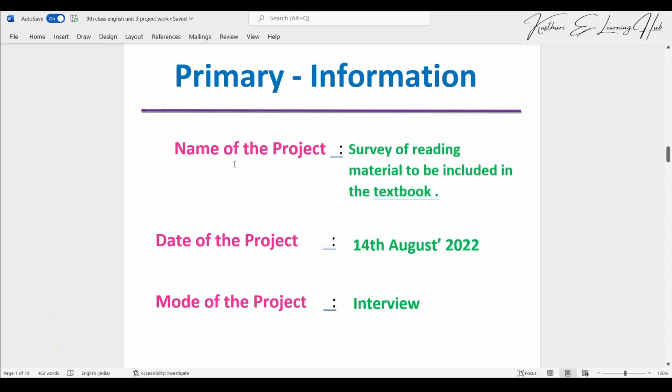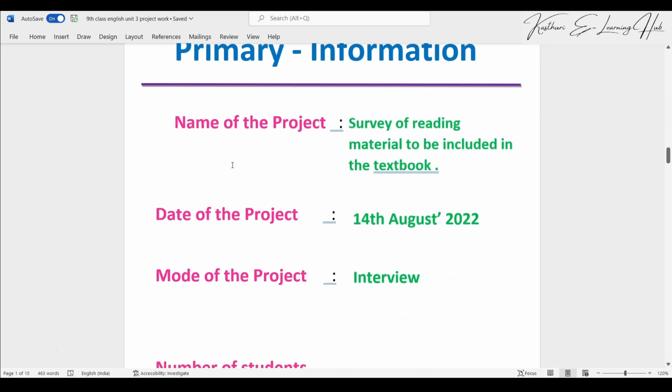In the primary information, firstly, what do we write? Yes, you are right, that is the name of the project. The name of the project is Survey of reading material to be included in the textbook. Then the date of the project: whenever we are doing the project, that date we must write. Then the mode of the project. How are we gathering the information? Yes, we are asking the students, so that comes under interview. Mode of the project is interview.